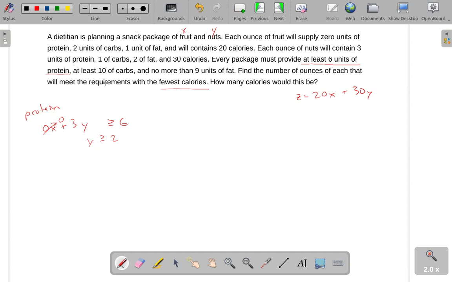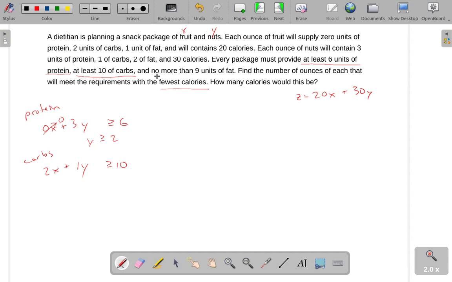That's a protein constraint. Every package must contain at least 10 units of carbs, so that is a separate constraint. So carbs, something needs to be bigger than or equal to 10. Each ounce of fruit contains 2 units of carbs, so in total from the fruit we get 2x carbs, and from the nuts we get 1. So 2x plus 1y is greater than or equal to 10.